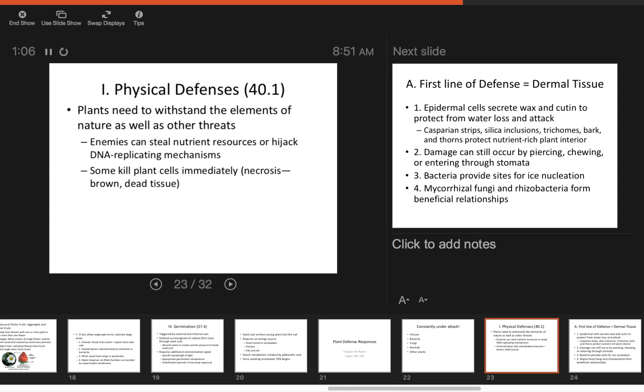But enemies can steal nutrient resources or hijack its DNA replicating mechanisms. In some plants, they just kill plants, like the pathogens kill plant cells immediately. So if you ever see brown on leaves, that means it's going through necrosis. It's dead tissue. So good luck trying to nurture that baby back.